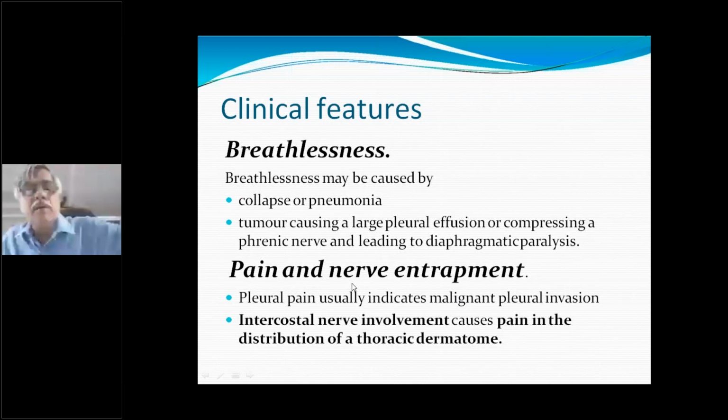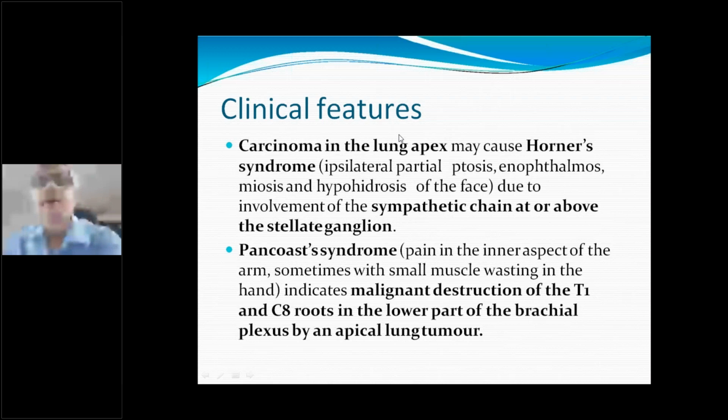Of course, there is pain and nerve entrapment. Pleural pain usually indicates malignant pleural effusion. Intercostal nerve involvement causes pain in the distribution of the thoracic dermatomes. Horner syndrome: lung apex tumor, with ipsilateral partial ptosis, enophthalmos, miosis and anhidrosis. They are all present on the same side, usually due to involvement of the sympathetic chain at or above the stellate ganglion. This is because of the presence of tumors.